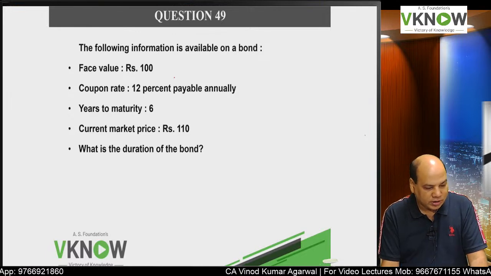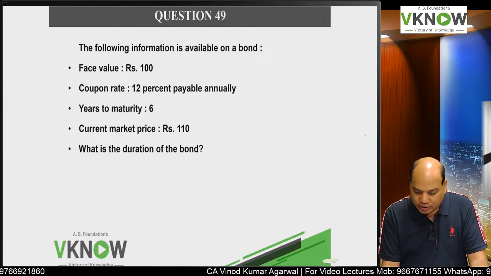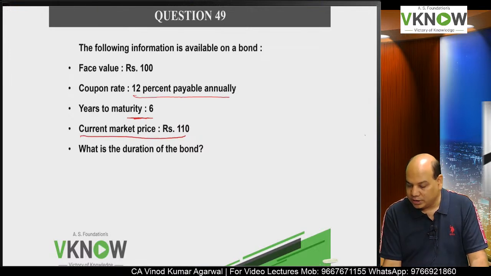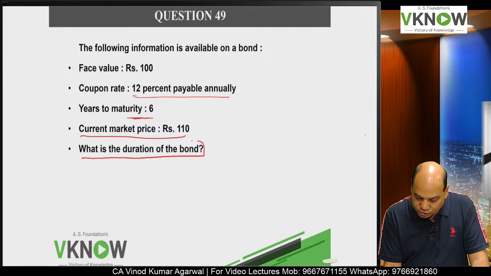The following information is available on the bond. Face value is ₹100. Coupon rate is 12%, payable annually. Years to maturity is 6 years. Current market price is 110. What is the duration of the bond?